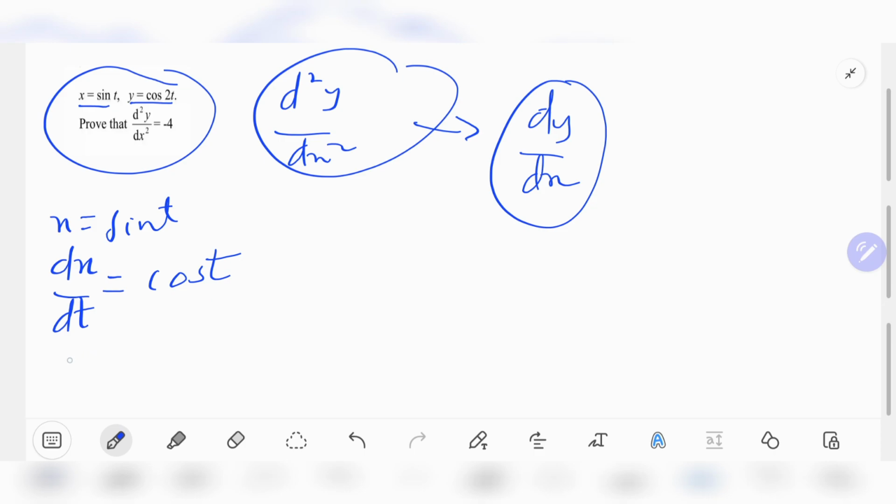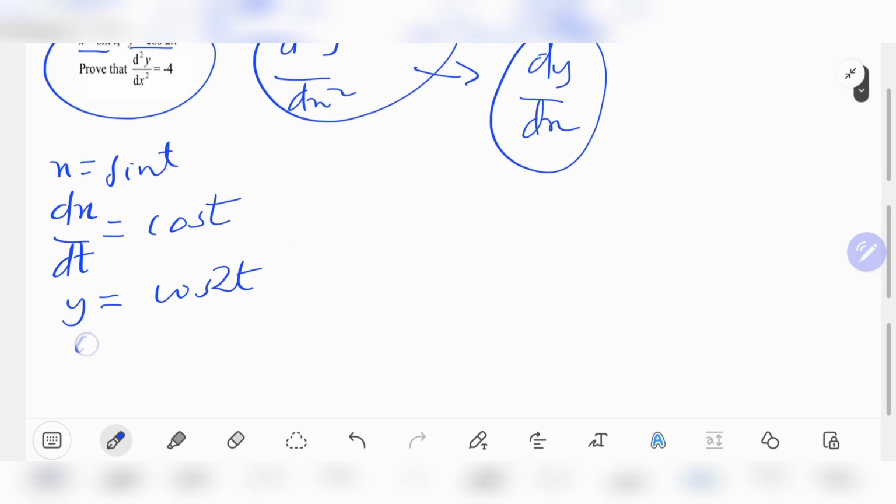Now we have another equation, y equals cos 2t. If you differentiate y with respect to t, this can be solved by using the chain rule, but in this video I'm not teaching the chain rule, so I wouldn't want to dig more into that. If you differentiate a cosine function, you get negative sine. The angle still remains 2t, and then if you differentiate 2t, you get 2, so the 2 will multiply this whole thing, and then you get minus 2 sine 2t. So this is dy dt.